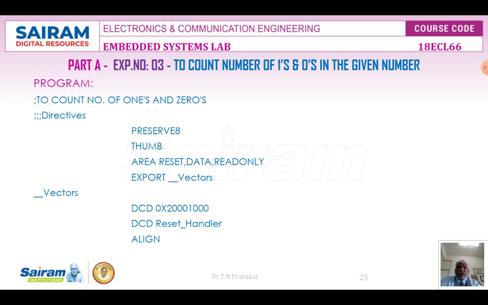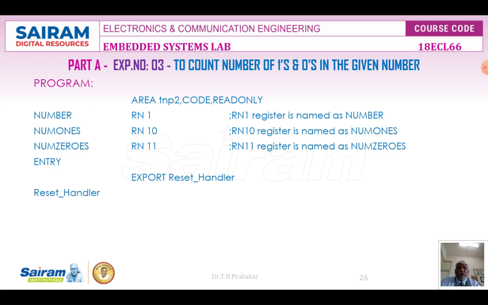Again, here we are going to see the program. The program has to count the number of ones and zeros. This is the assembly directives part. The first part is common, of course, you can just leave it. We are getting into the second part where we are going to define 3 variables. One is called number, which is defined in R1. Then we are going to initialize R10 as num1s, so that R10 will have the number of ones available, and R11 will have the number of zeros available. So we are defining 3 variables: number, num1s and num0s.